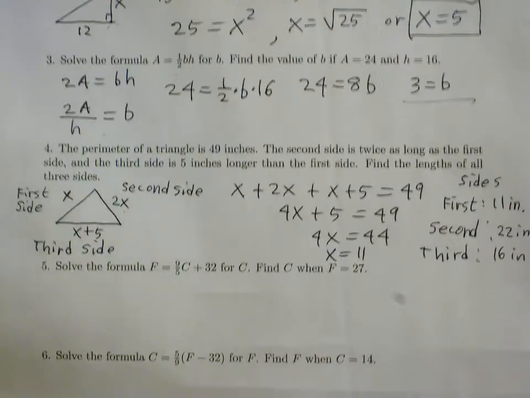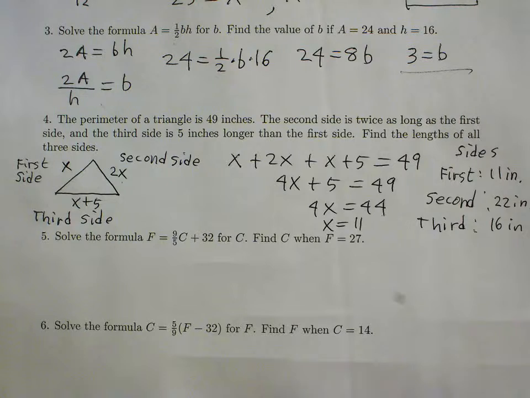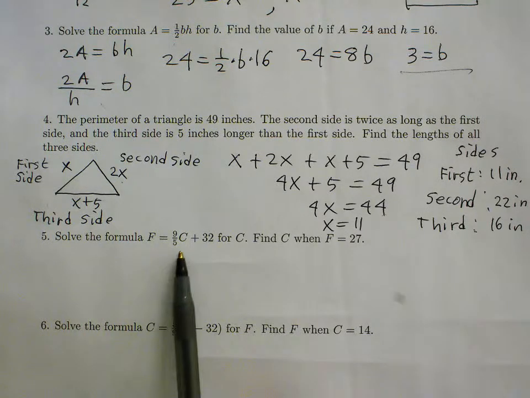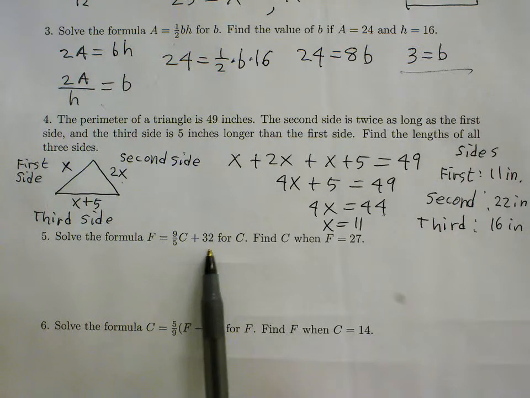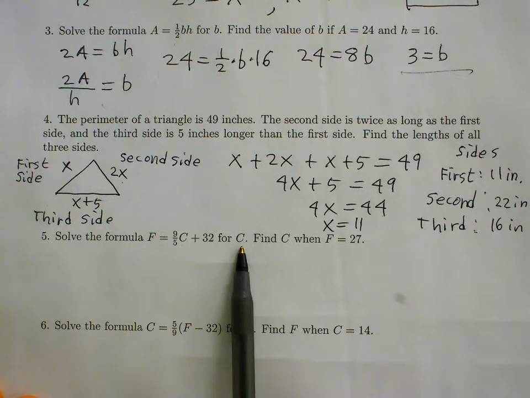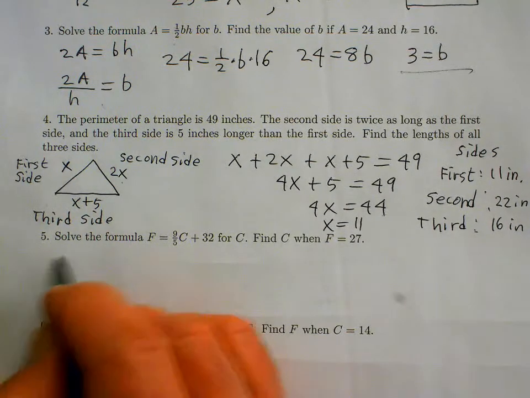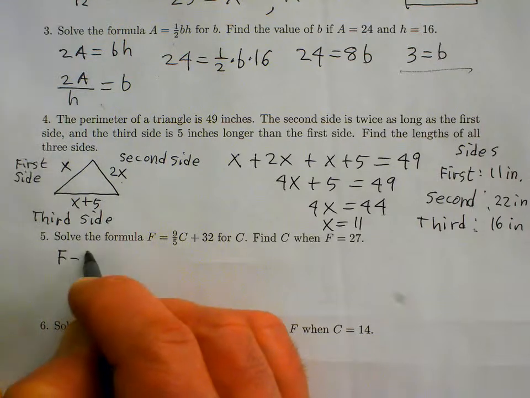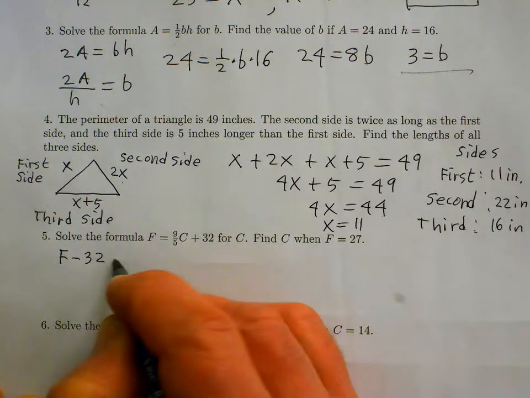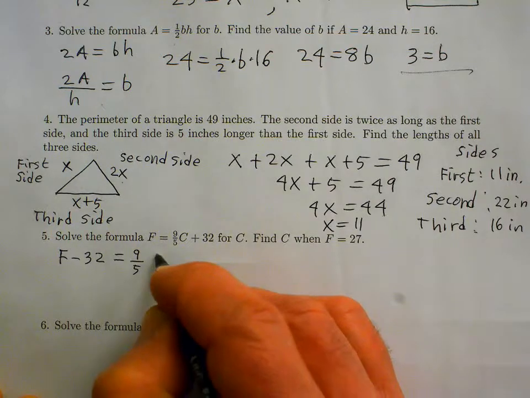Okay, problem number 5. Solve the formula F equals 9/5 times capital C plus 32. Solve this equation for C. Okay, so if we first subtract 32 from both sides, we get F minus 32 equals 9/5 times C.